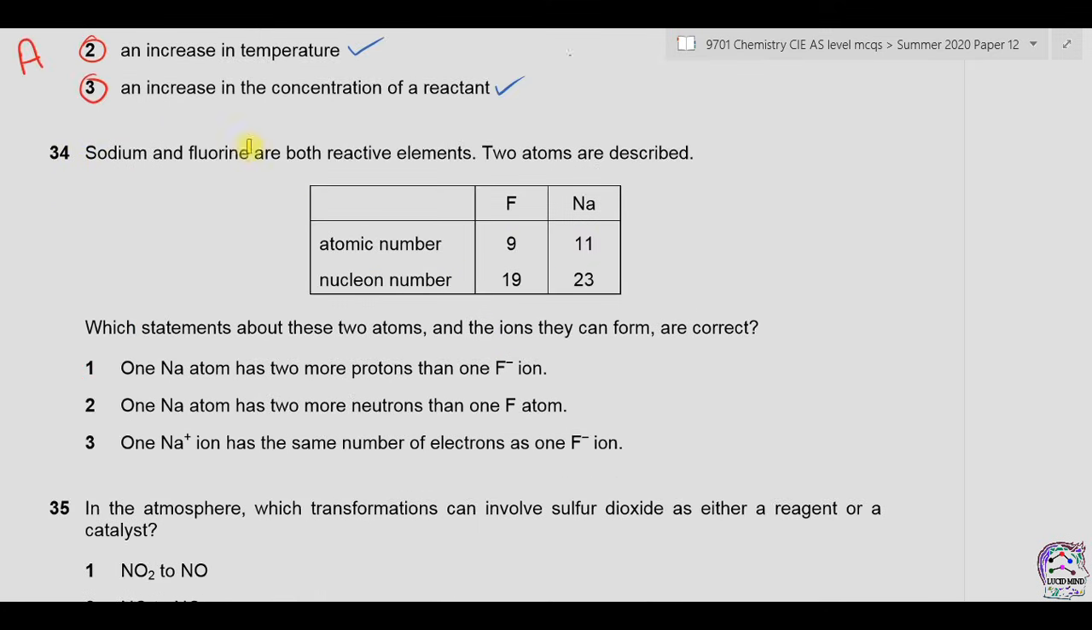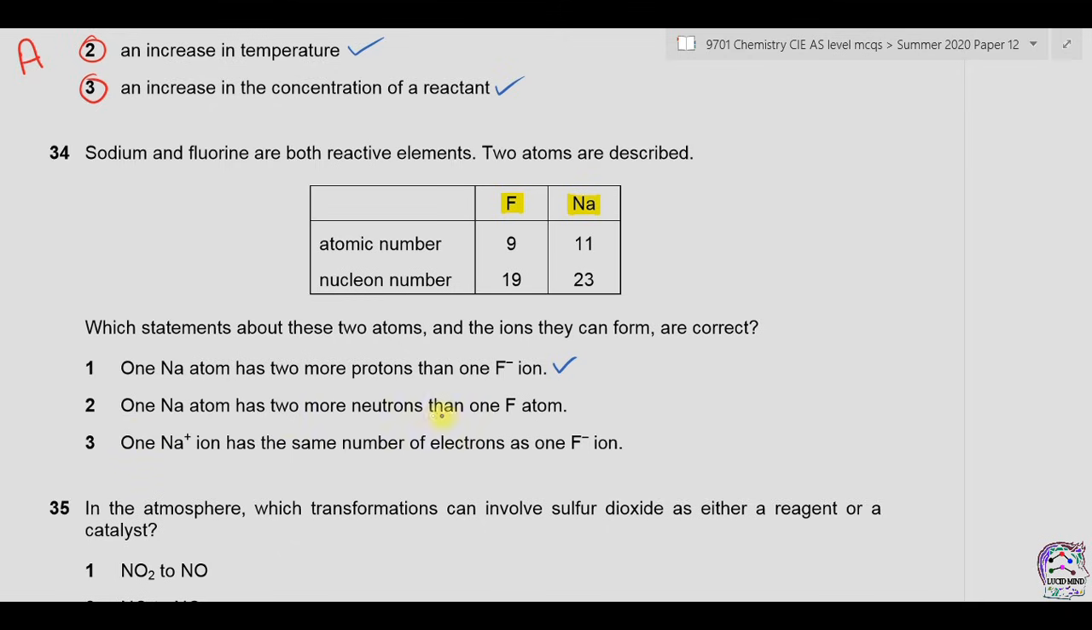Question 34. Sodium and fluorine are both reactive elements. 2 atoms are described. 1 atom is of fluorine, second is of sodium. Which statements about these 2 atoms and the ions they can form are correct? 1. One sodium atom has 2 more protons than one fluoride ion. Now we can see there are 11 protons in sodium and 9 protons in fluorine, so therefore sodium has 2 more protons. This is correct.